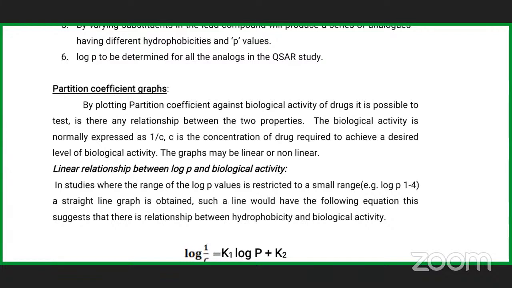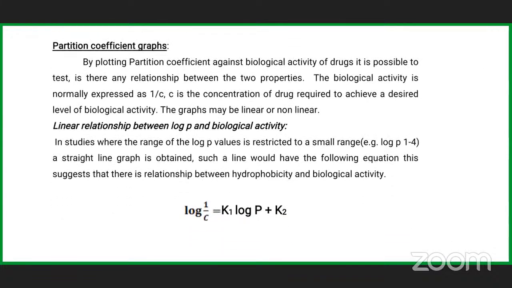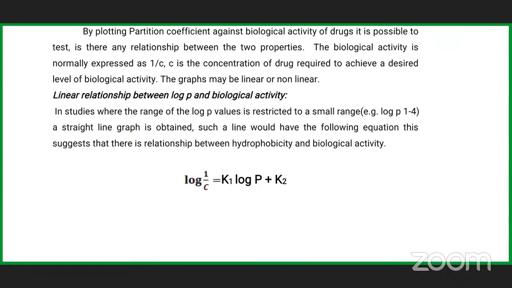And the partition coefficient graphs. So generally, the partition coefficient graph is drawn by taking the biological activity, that is log 1 by C, on the y-axis, and some descriptors are taken on the x-axis. So by taking this equation, we'll generate that graph.